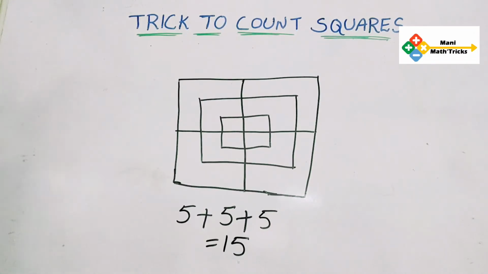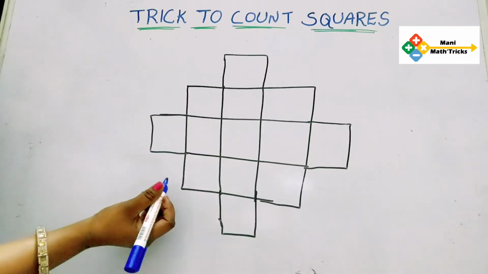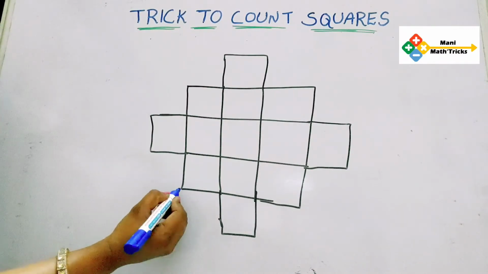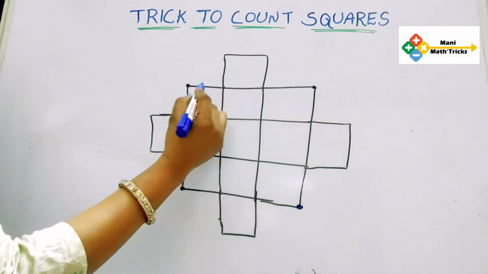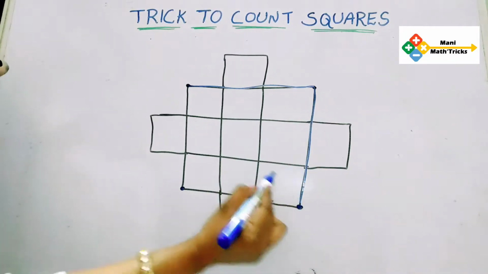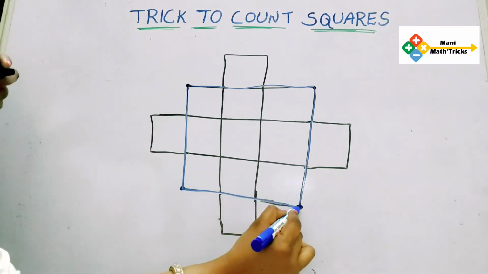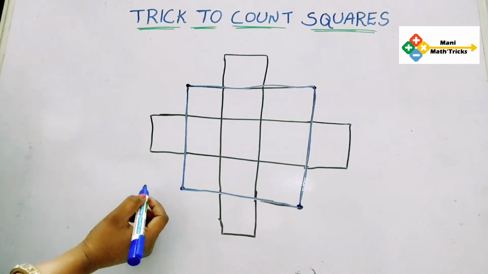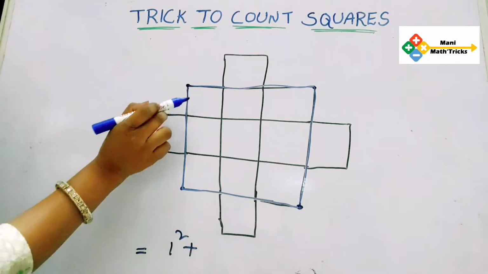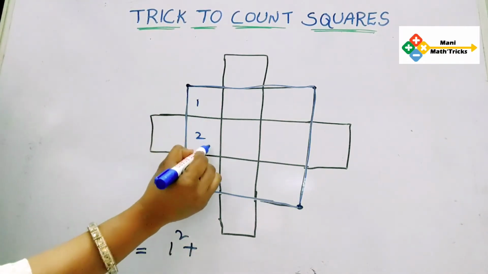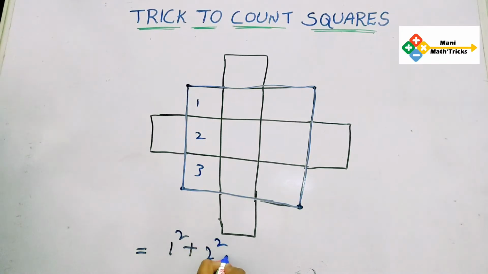Now let us see the other model. In this figure, if you observe, you have a symmetric square. This is a symmetric square. So how to find it for the symmetric square? You have 1, 2, 3. So 1 squared plus 2 squared plus 3 squared, that is nothing but 1 plus 4 plus 9.